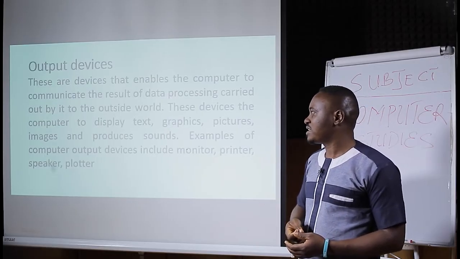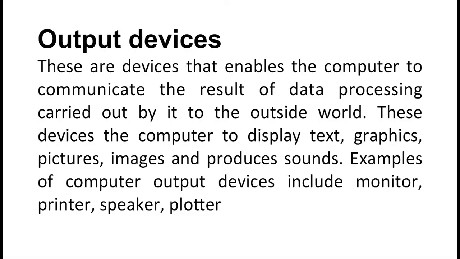Output devices. These are devices that enable the computer to communicate the result of data processing carried out by it to the outside world. These devices on the computer display text, graphics, pictures, images, and produce sounds. Examples of computer output devices include the monitor, the printer, the speaker, and the plotter, among others.